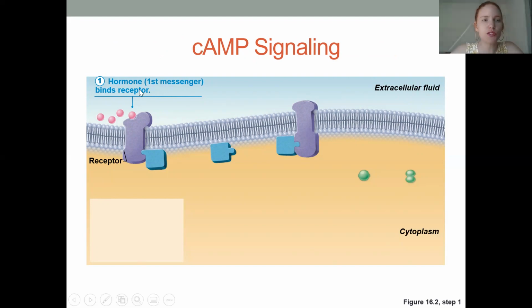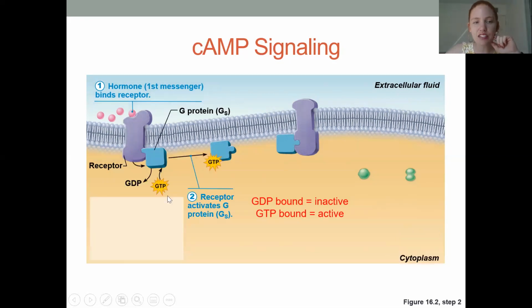Okay, so the very first thing is, here is the hormone. Sometimes the hormone is referred to as the first messenger. So it is the thing that's released into the bloodstream, and then it's going to bind to the receptor. And remember, the receptor for the water-soluble hormones is going to be embedded into the phospholipid bilayer. Once the hormone binds to the receptor, that's going to change the shape of the receptor, and that's going to then activate a G protein. So here is the G protein in blue right here.